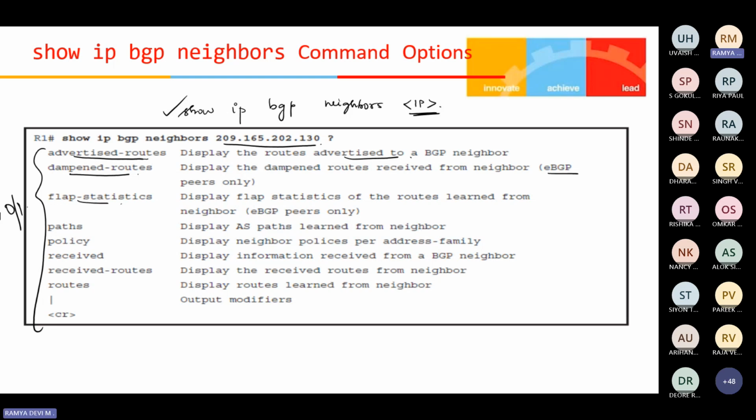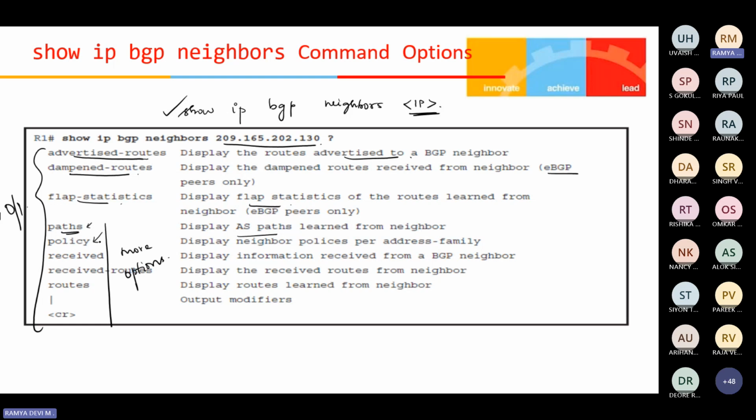The next one is flap statistics. Flap statistics show the flapping routes which are being learned from the neighbor, so it helps to identify unstable prefixes. That's what we call flap routes. And you have more options. In more options, the first one is paths. Paths displays the autonomous system paths that are being received from the neighbor, for loop prevention and also path selection verification.